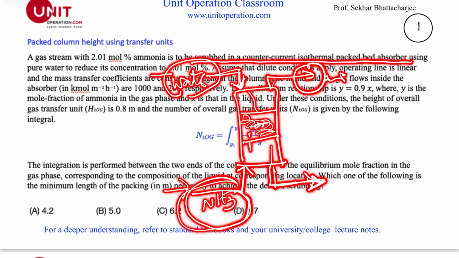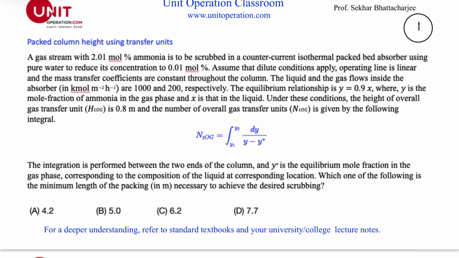According to this problem, 2.01 mole percent of ammonia is entering here. And this is countercurrent. Isothermal means the temperature is constant. It is a packed bed absorber using pure water, and the concentration coming out from the top would be 0.01 mole percent.